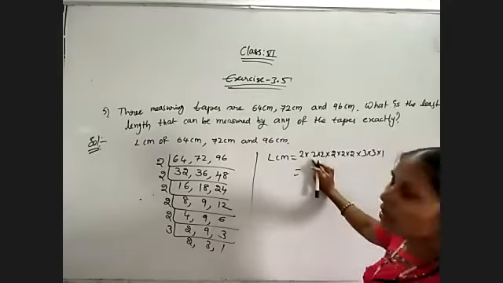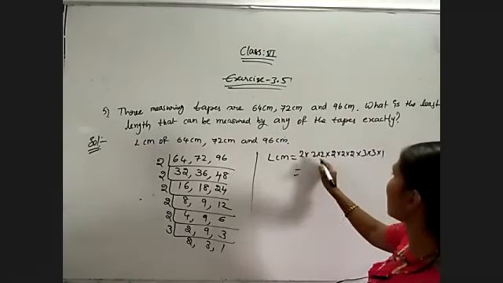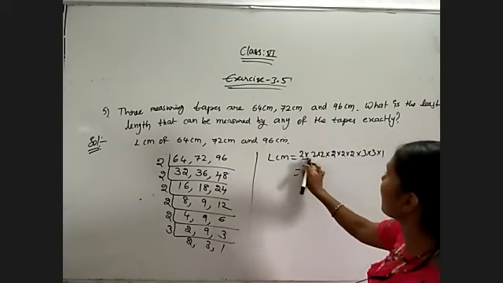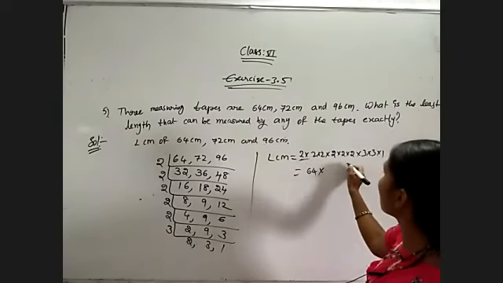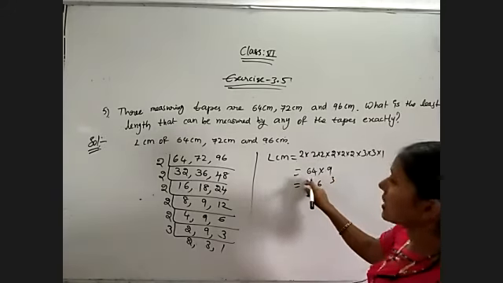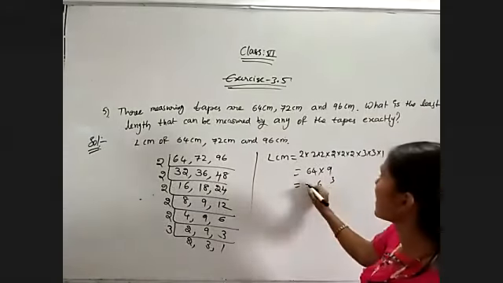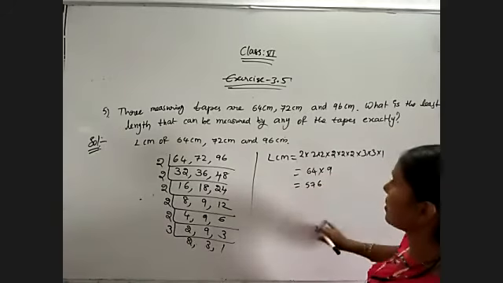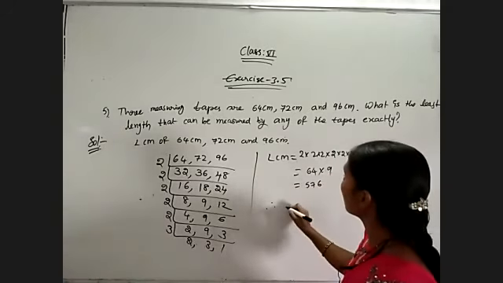2 2s are 4. 4 2s are 8. Till here 8. 8 8s are 64. 64 into 3 3s are 9. So 9 4s are 36. 9 6s are 54. 54 plus 3 is 57. 576.